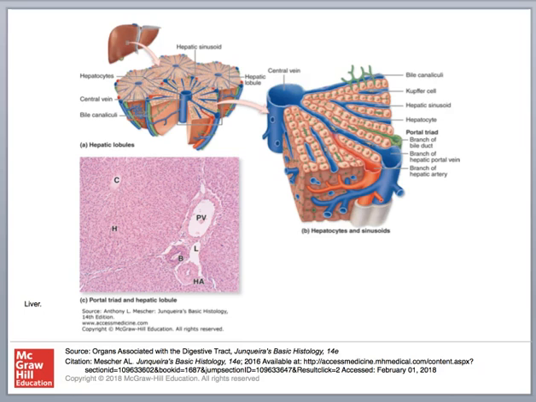In the diagram, they label Kupffer cells, which are modified macrophages and lie along the sinusoids. And then the other component is these bile canaliculi, which are actually located between the individual hepatocytes, and then these flow into larger and larger bile ducts until they reach the branch of the bile duct at the portal triad.